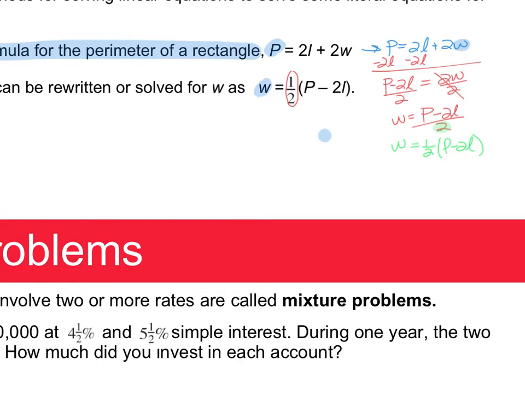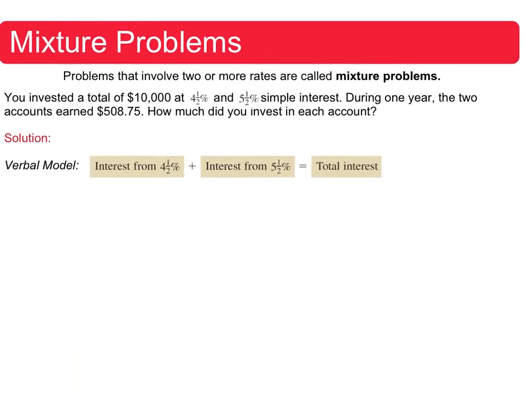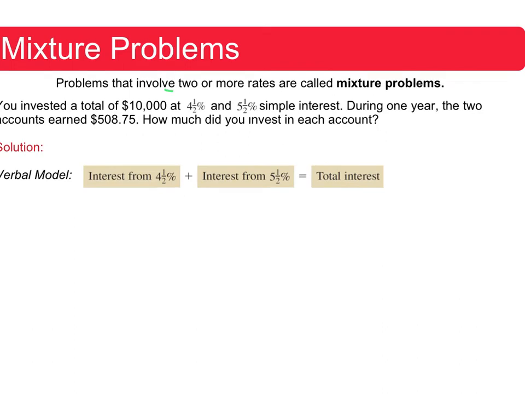All right, so next here we have our mixture problem. So problems that involve 2 or more rates are called mixture problems. So for ours, we're going to use percents of simple interest. Different rates could be speeds like miles per hour, or it could be ratios, like if you're mixing water with powder to make lemonade. Like maybe you put 2 scoops for every 1 cup of water, but then you want to make 10 cups of water. So just kind of figuring all of that out.